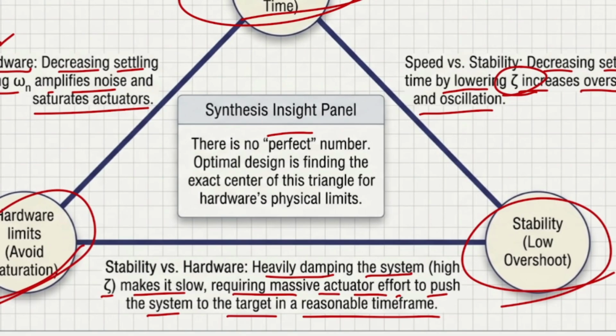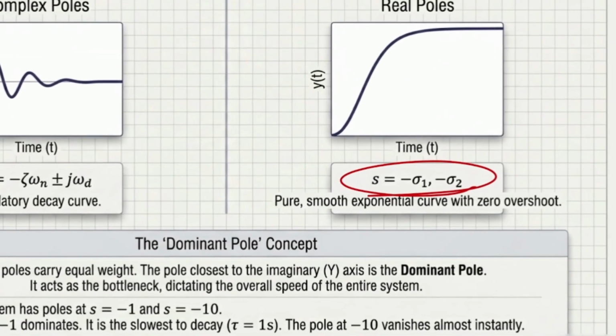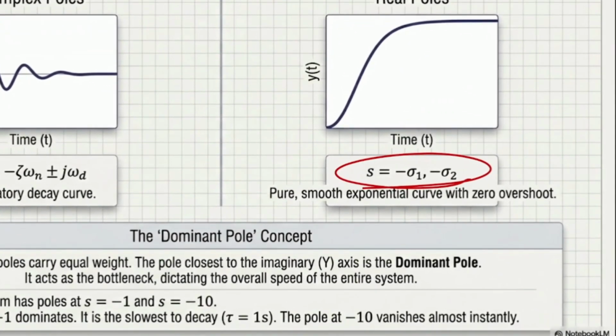It means that I have to find the exact center of this triangle for the hardware and for the hardware physical limits, and then I can move forward. So about the real number, about the complex, and about the dominant part, let's again look at the S-plane. As you guys remember, when we have poles that are real numbers, it means that my system doesn't have any oscillation, because oscillation is related to complex poles. So at this point, the poles are only real numbers, and it's going to be a pure smooth exponential curve with zero overshoot.